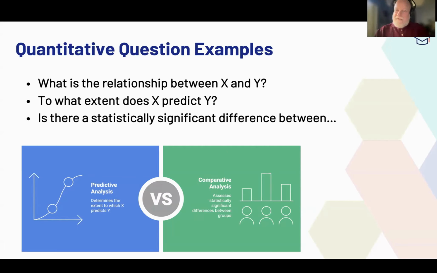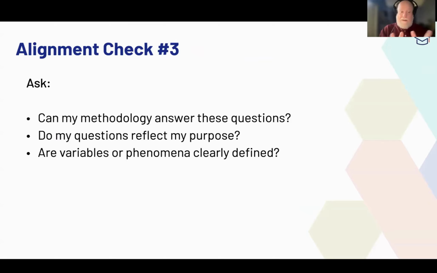Yeah, absolutely. Thank you so much, Jessica. Now we can do another alignment check here. In relation to the conversation we were just having, can the methodology actually answer these questions? So the research questions are going to naturally begin to point in an organic way. You don't have to force it. And then do my questions actually reflect the purpose? And if it's quantitative, are the variables, or if qualitative, is the phenomena clear in the questions in some way?